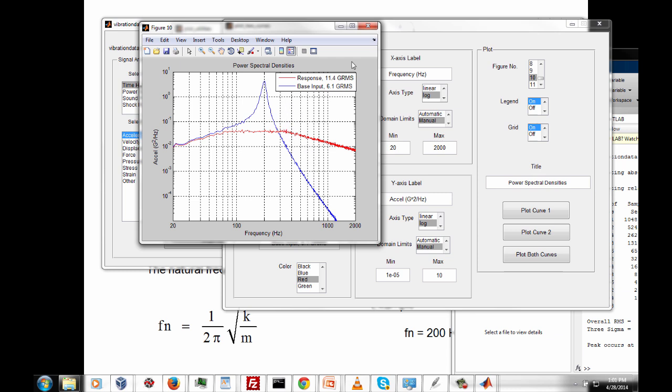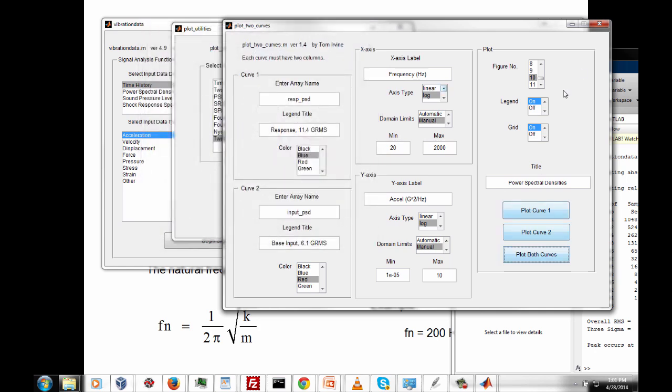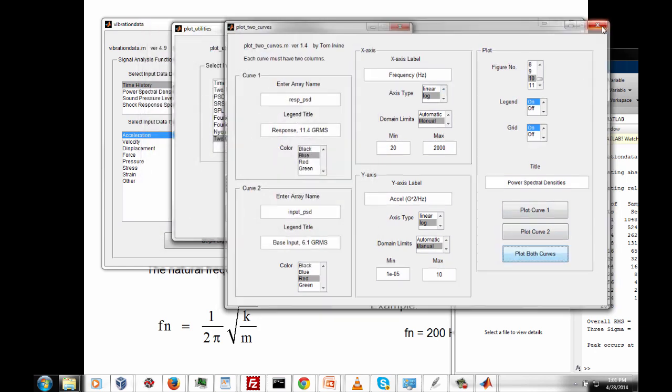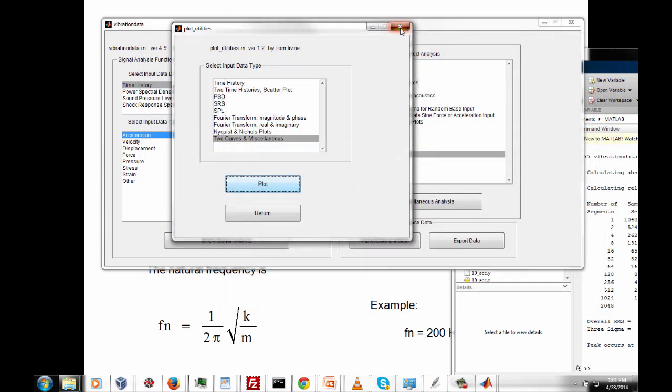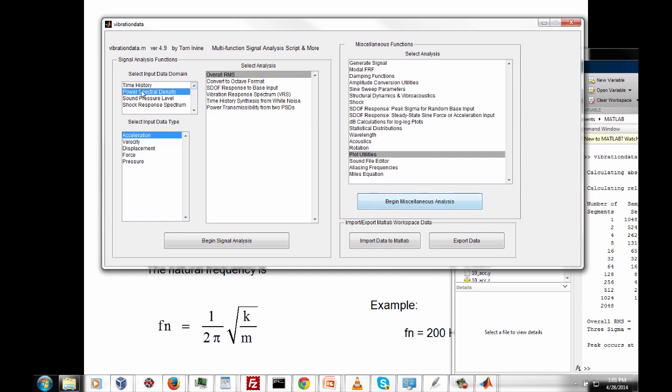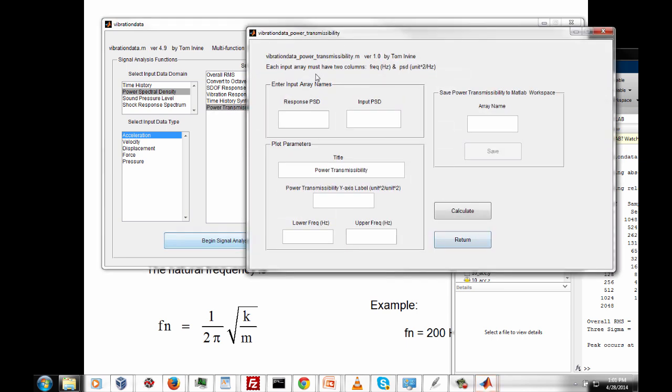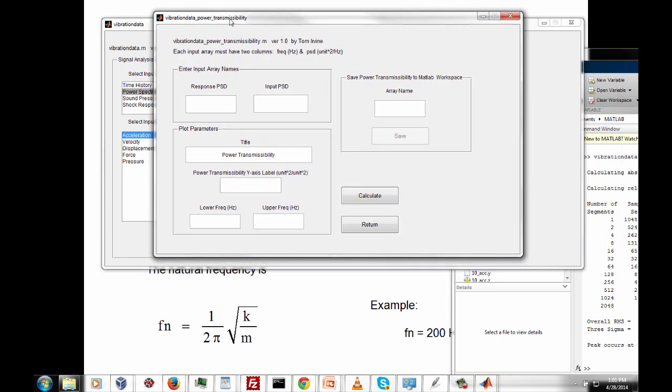But you get the idea of what's going on there. A couple other things we want to do is we'll just exit out of the plotting utility there. So for power spectral densities, if we have a pair where we have an input and response, we can do a power transmissibility function. So let's go to the power transmissibility function.